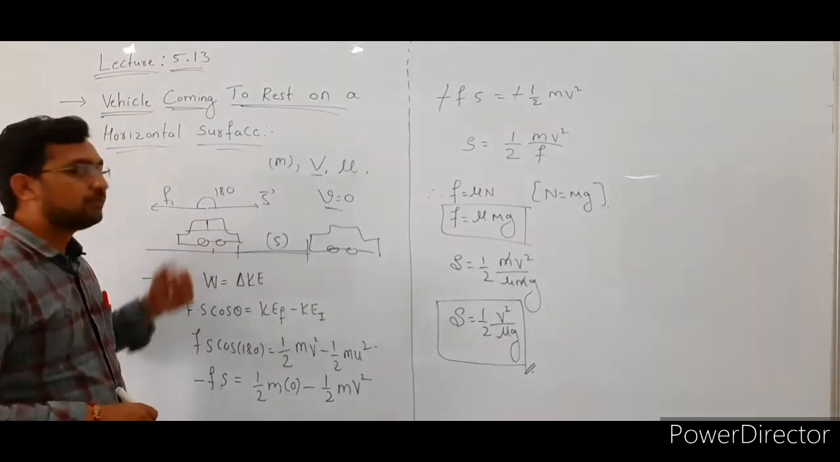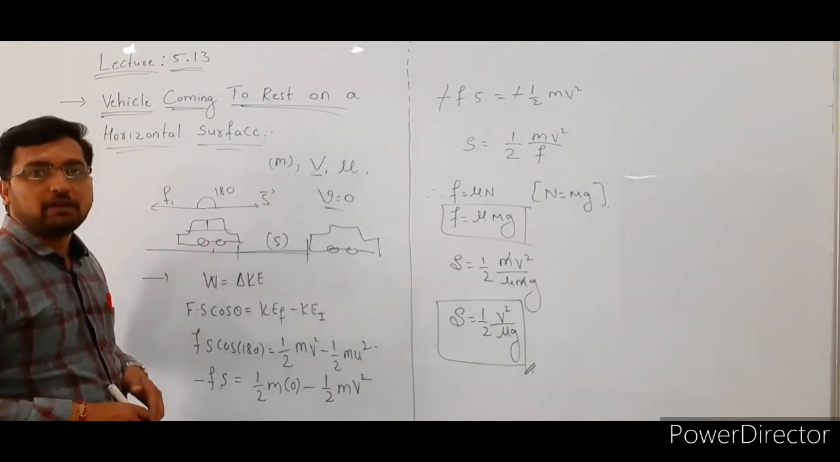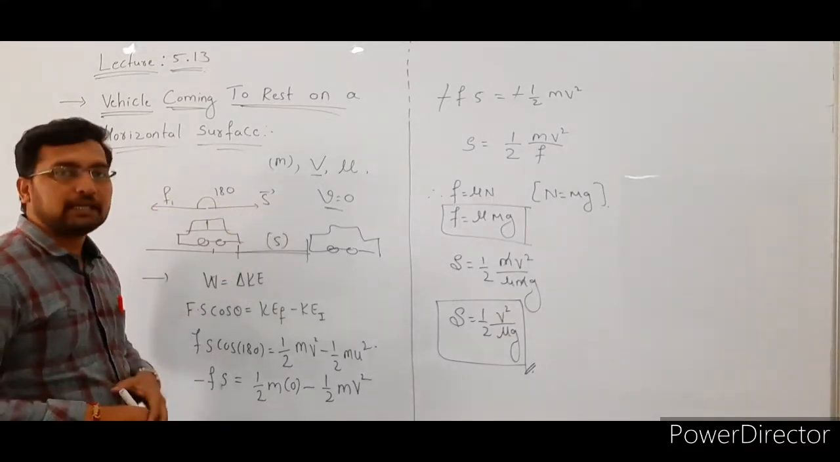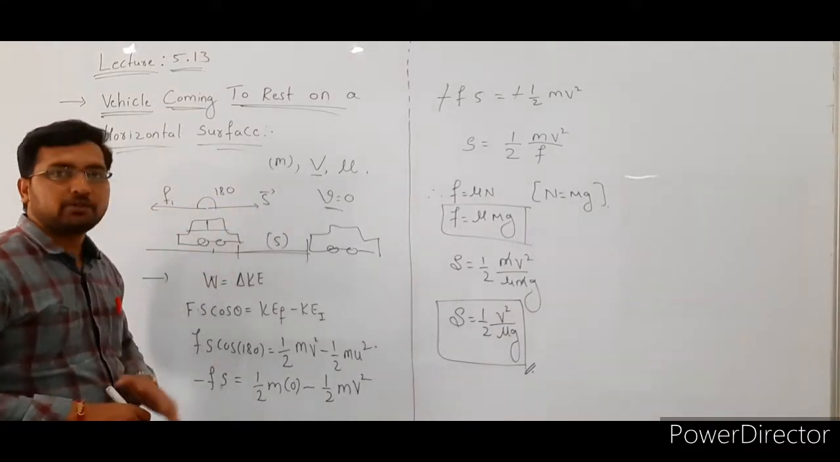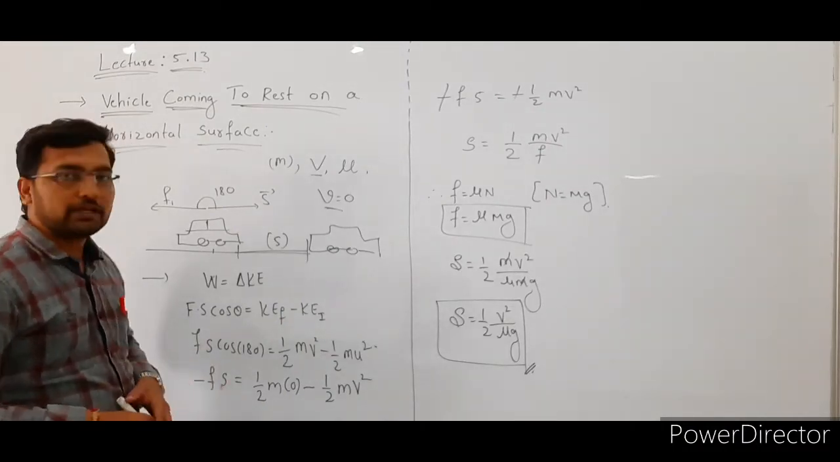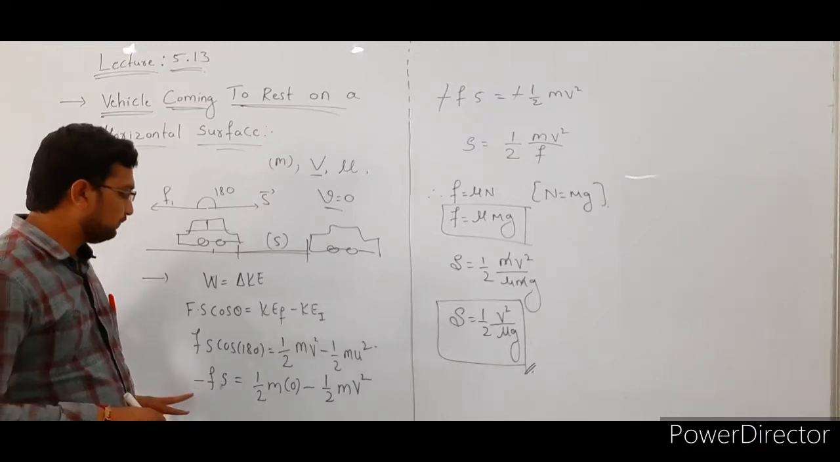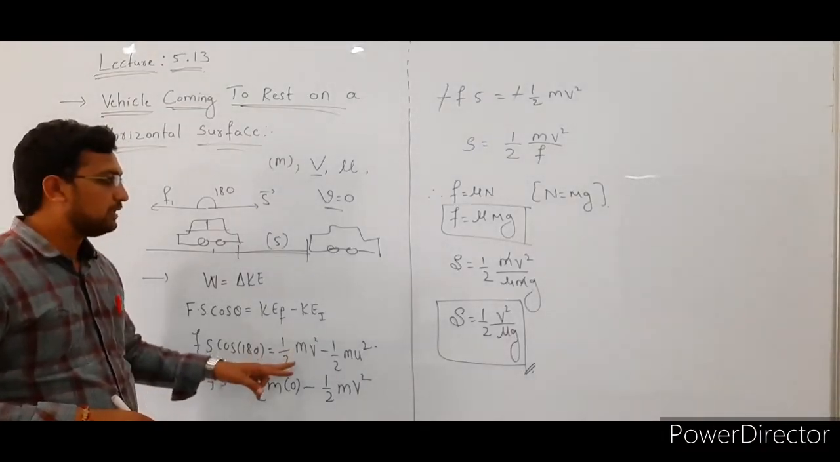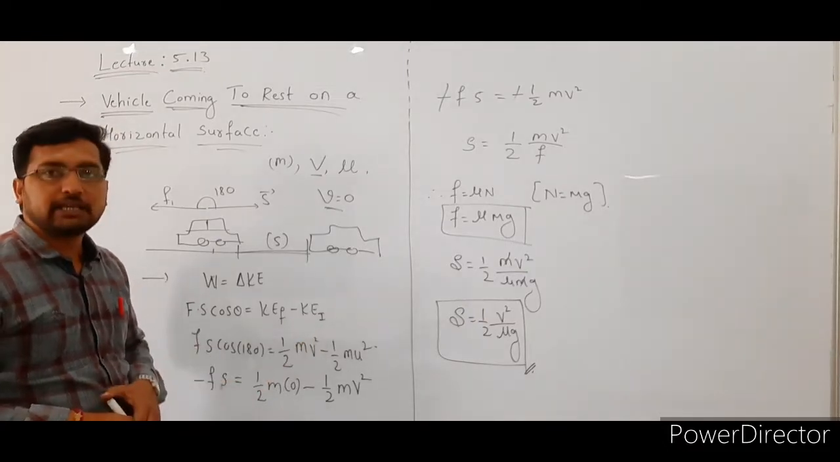See here, the force acting on this vehicle is the friction force, acting in this direction, and the displacement of the vehicle is in this direction. The angle between these two is 180 degrees. Substitute here theta is 180, cos of 180 is equal to minus 1. So then this becomes minus F into S, equal to final kinetic energy minus initial kinetic energy.